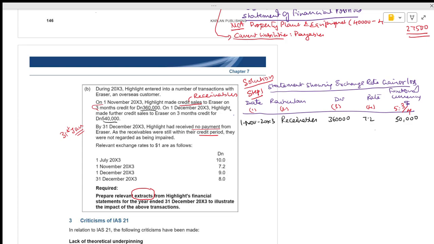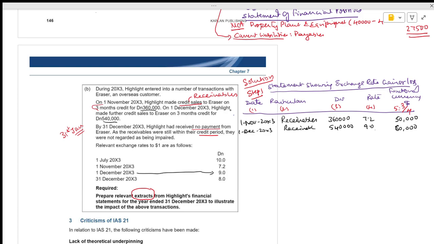Again, there are further sales on the 1st of December. How much are the further sales? 540,000. And what is the exchange rate on the 1st of December? The exchange rate is 9. It comes to 60,000. This is in dollars. I have written here dollars.